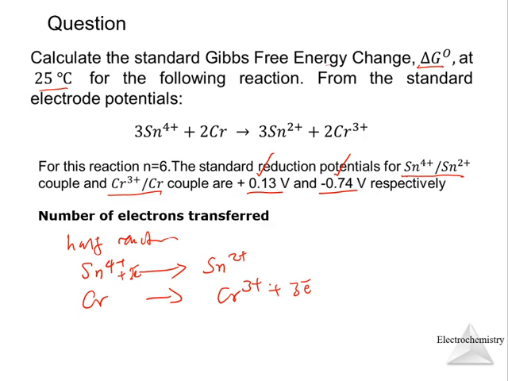Now how do you balance up the equation? So what to do is we find the lowest common multiple or lowest common product of 3 and 6. So in short, how you can get that is you multiply this equation by 3 and this equation by 2. So what it gives is that this will be equal to 2 Sn4+ plus 6 electrons equals to 2, like this, right?